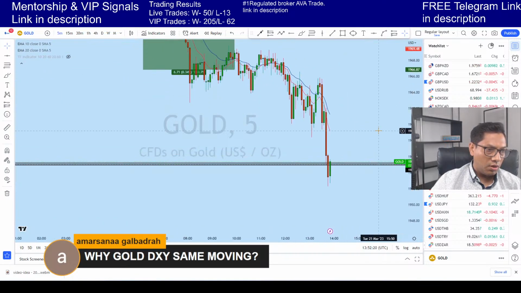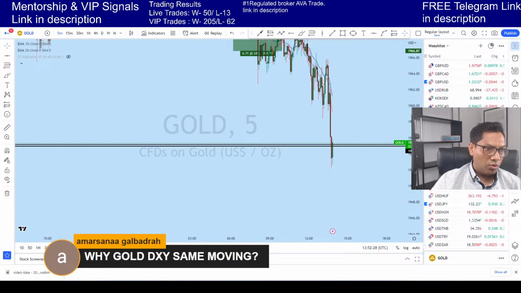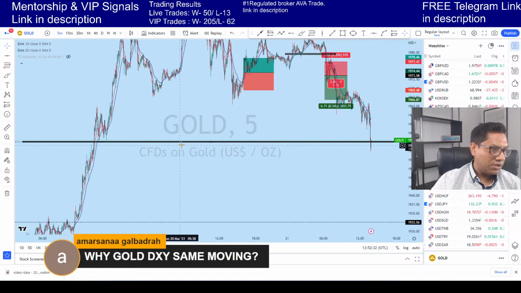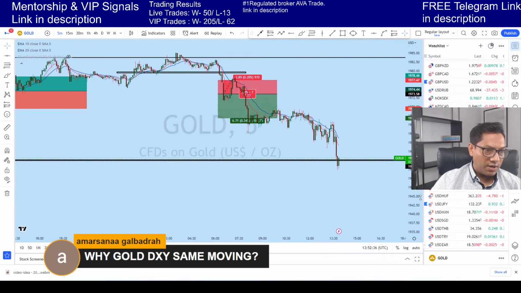We need a very strong rejection, and once you see that pattern has developed, we'll be going long on gold. It has broken the support that we expected. I think that we might see the bullish move come to this level here.